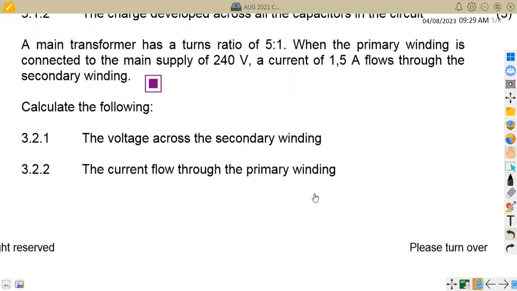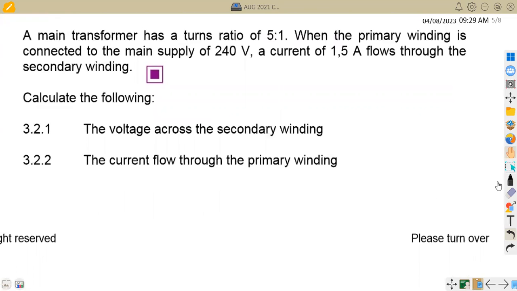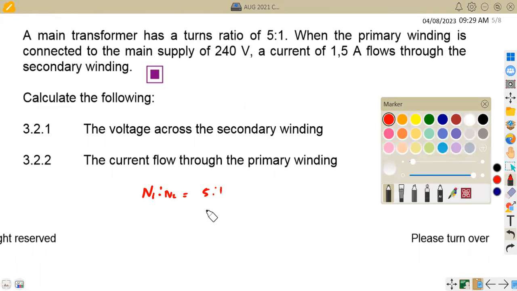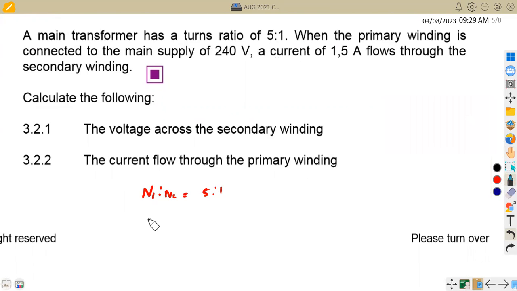Okay, so the turns ratio is 5:1. Remember that the turns ratio is taken from N1 over N2. We're given N1 to N2 as 5:1, so it simply means that N1 over N2 is equivalent to 5/1. That is what it means.